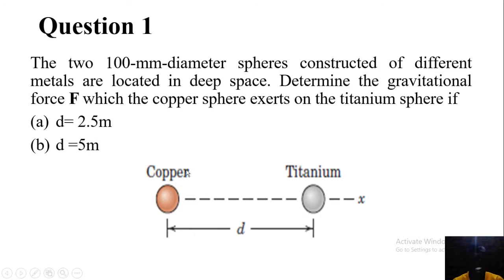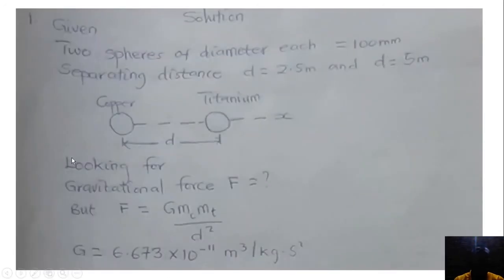Now in a question like this, we have to find what has been given to us, what we know about the question and what we are to determine. When you are able to determine these two things, it will help you in solving your question. So we've been given two spheres of diameter each equal to 100 millimeter. That's from the question. And then we have also been given separating distance d equals 2.5 meters and d equals 5 meters. Then what are we actually looking for?